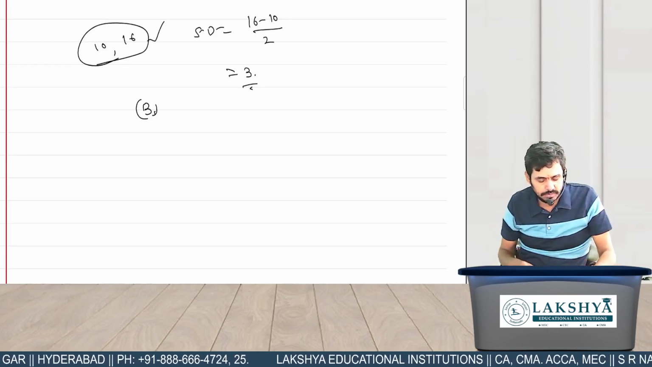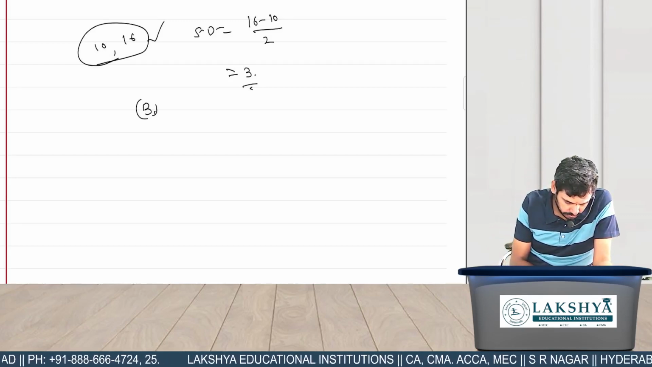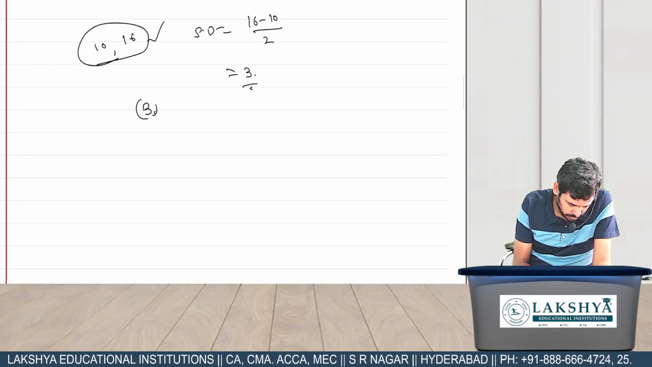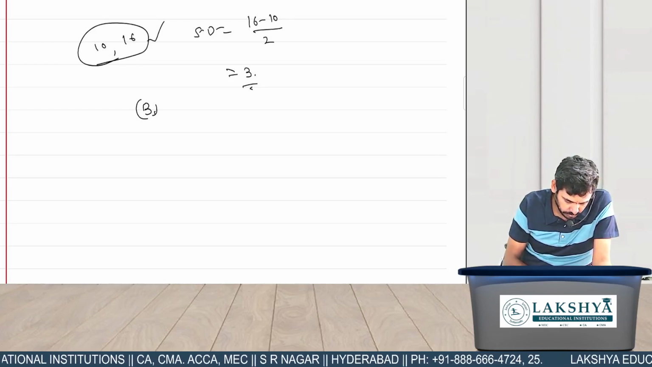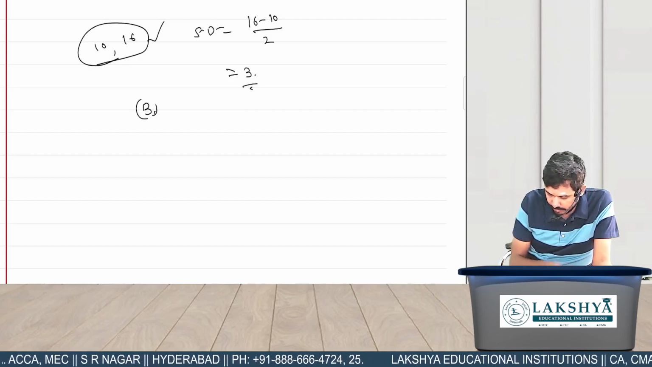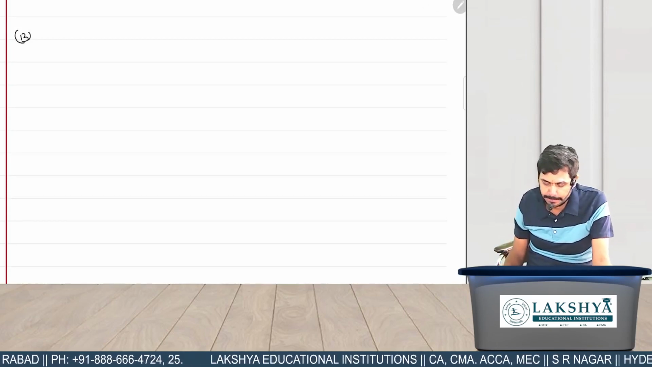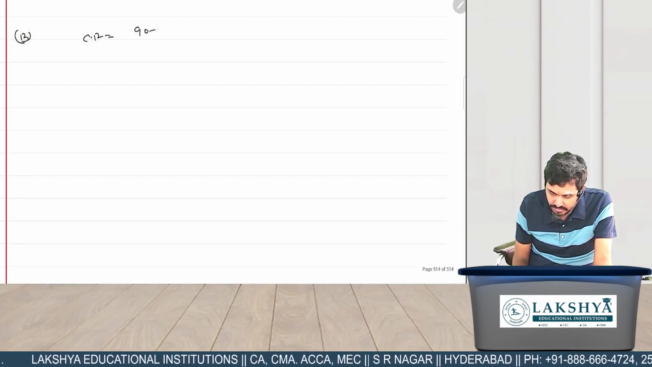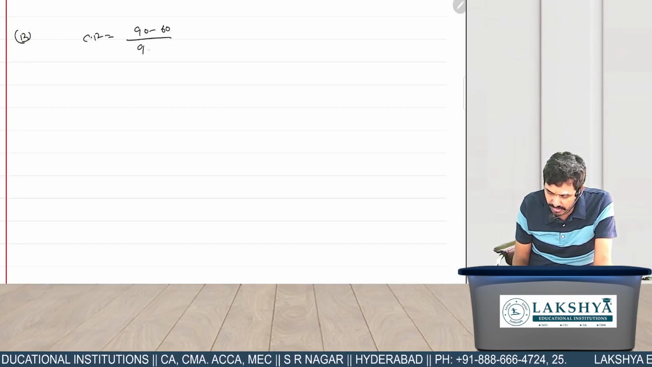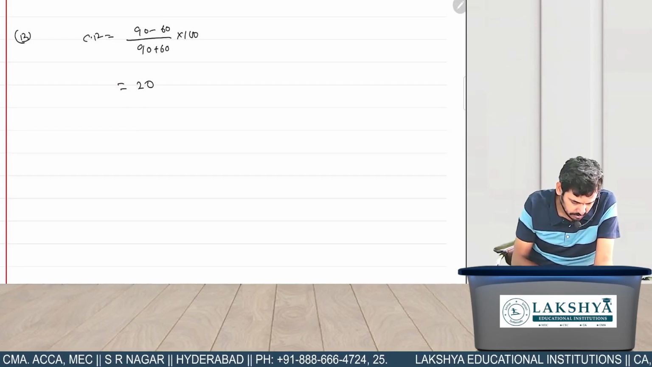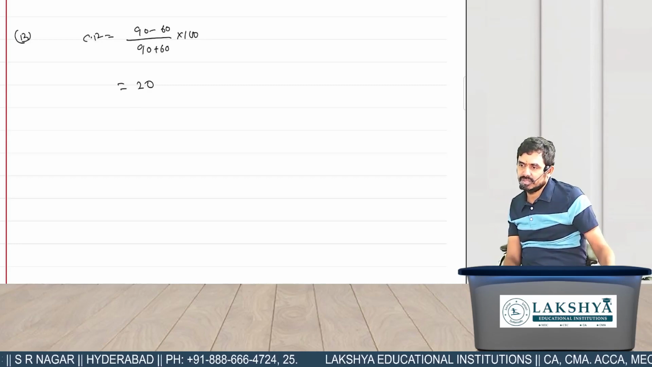Set B. Keep a rough book and do it. When Set B comes. What is the coefficient of range for the following 8 workers? Coefficient of range formula. Largest observation 90, smallest 60, into 100. 20 rupees. Okay, because these are unit free numbers.